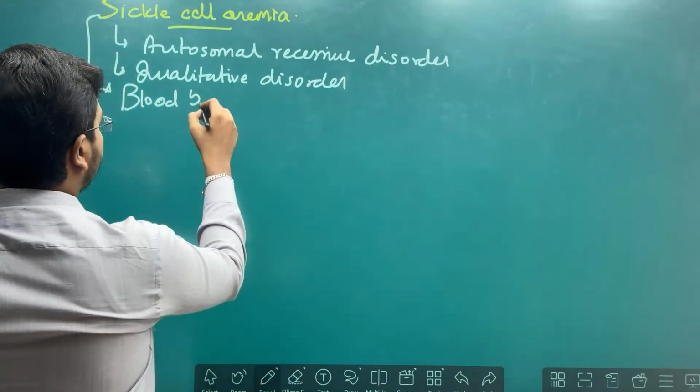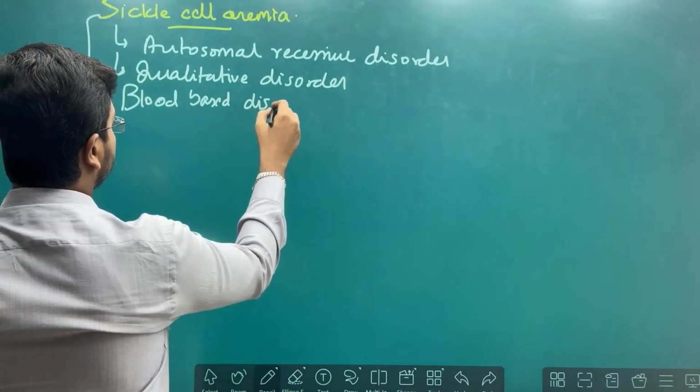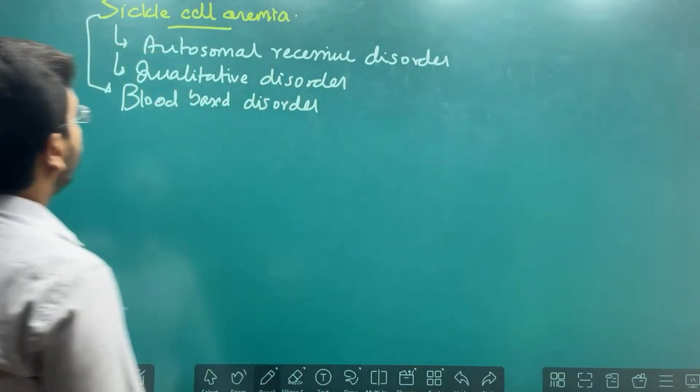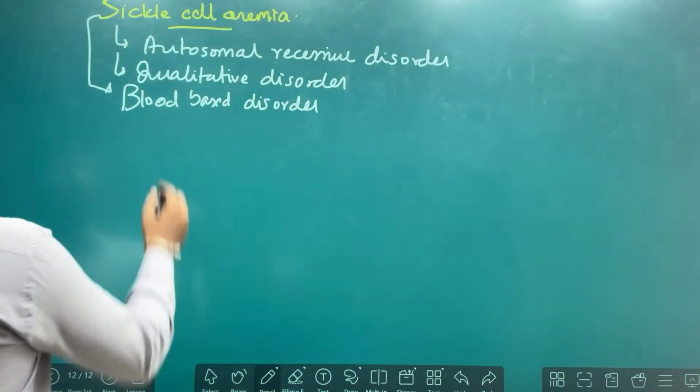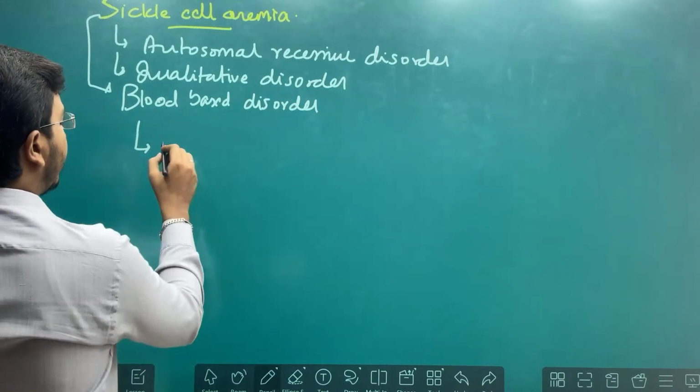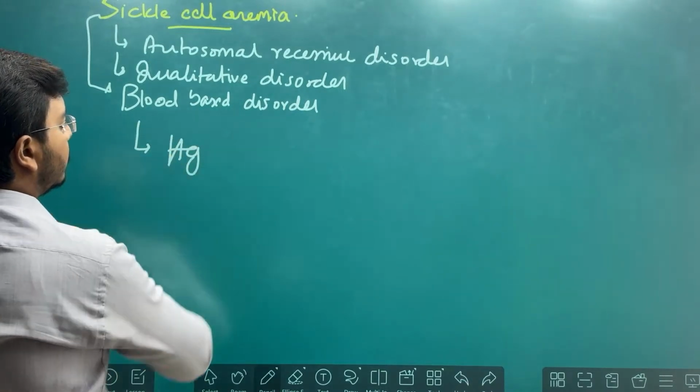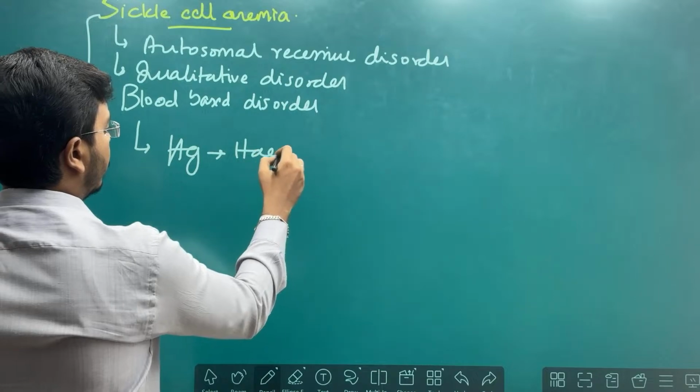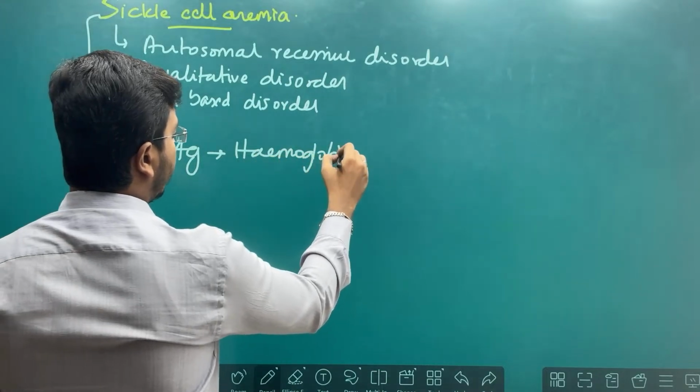Okay, so they are blood based disorder. Right? Fine. In a blood based, what is blood in our body? This blood is controlled by Hg. Okay, who is Hg? Hemoglobin.